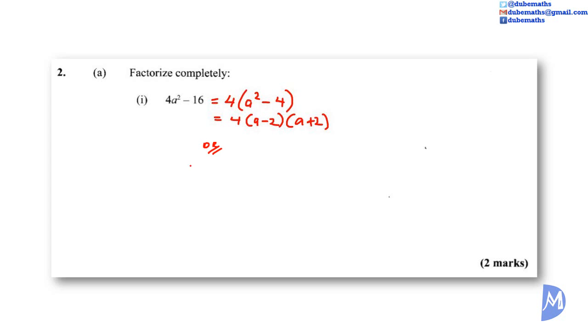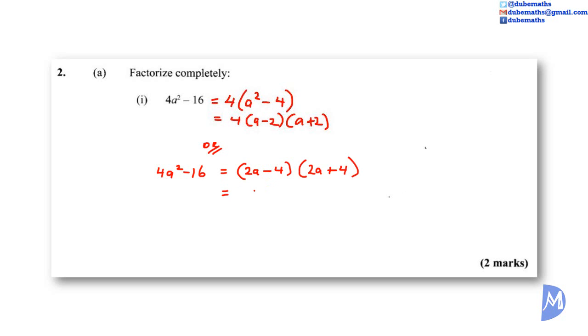Conversely, we could have factorized by difference of squares first. 4a squared is a square term, that is 2a squared, and 16 is 4 squared. We would have gotten 2a subtract 4 multiplied by 2a plus 4. But 2a minus 4 can be factorized further.